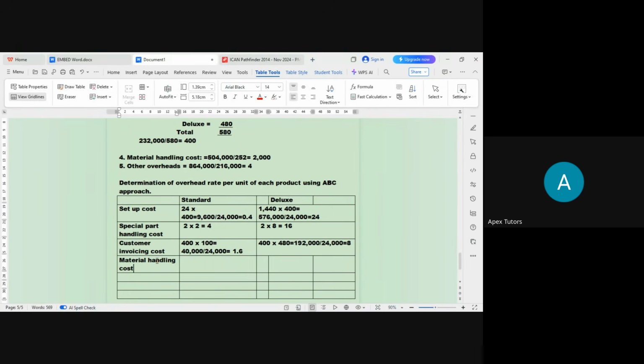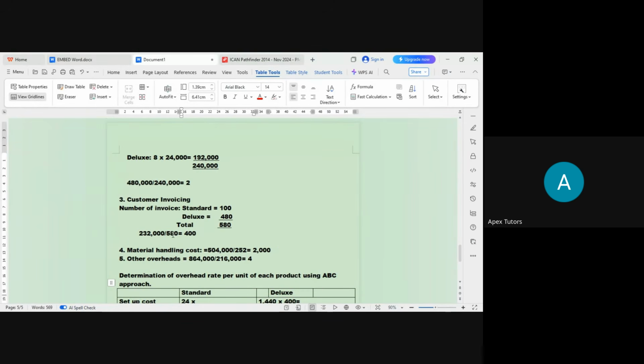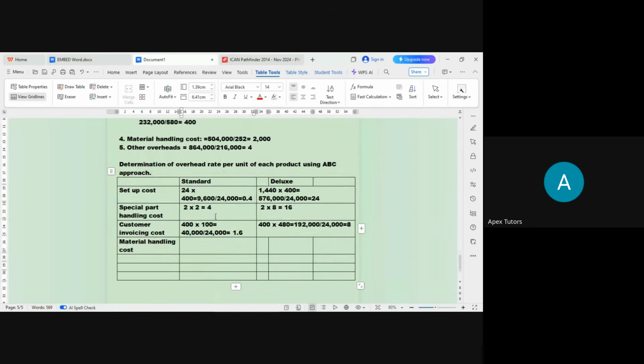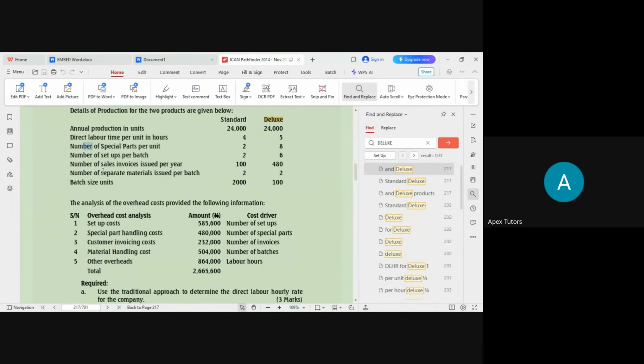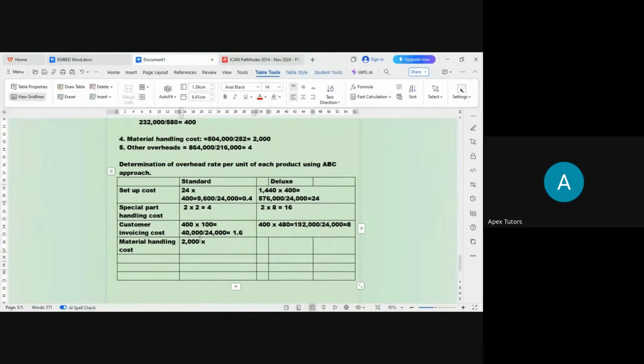The next is material handling cost. The cost driver rate is 2,000, and the question says the number of batches is 12. So based on 12 batches, the value is 24,000. When you divide by the units, you have 1.